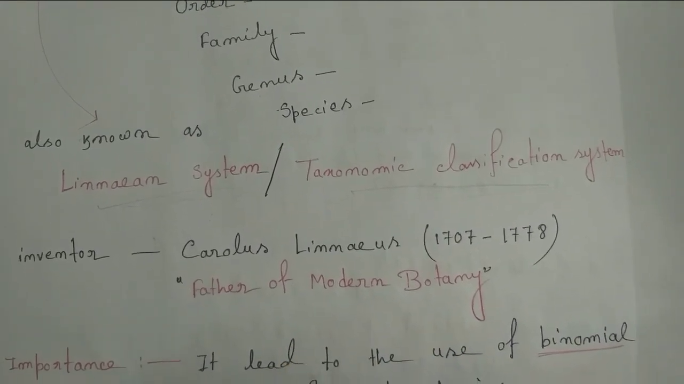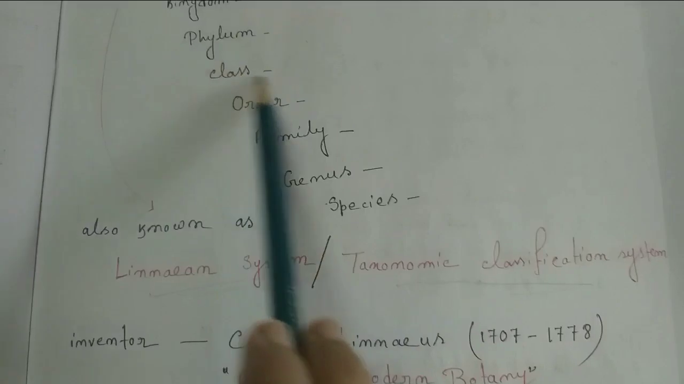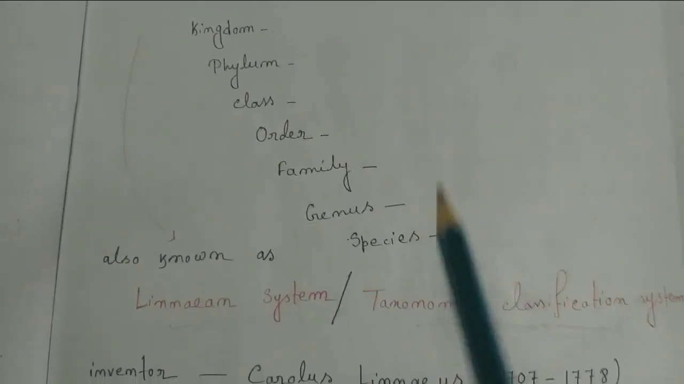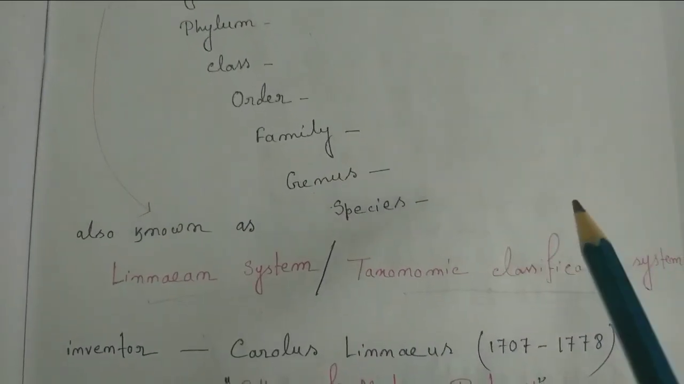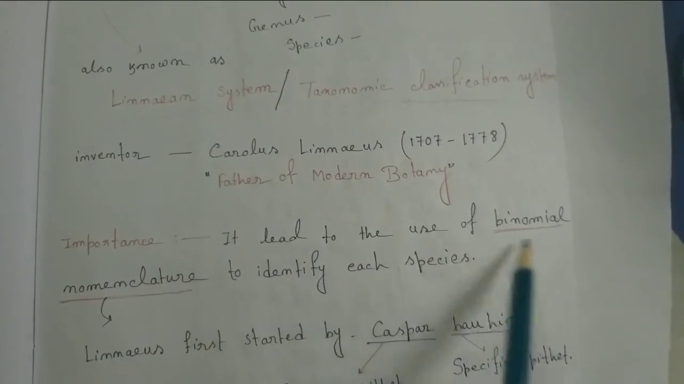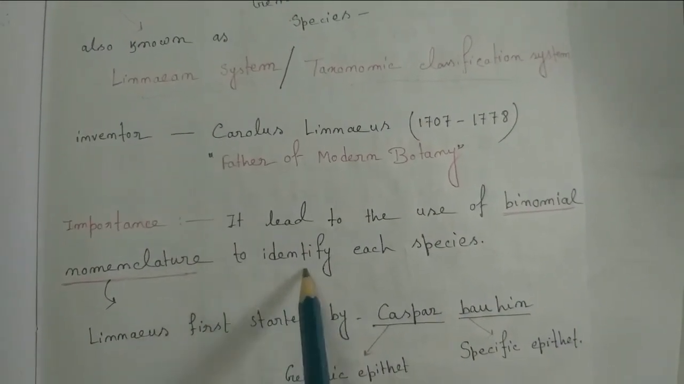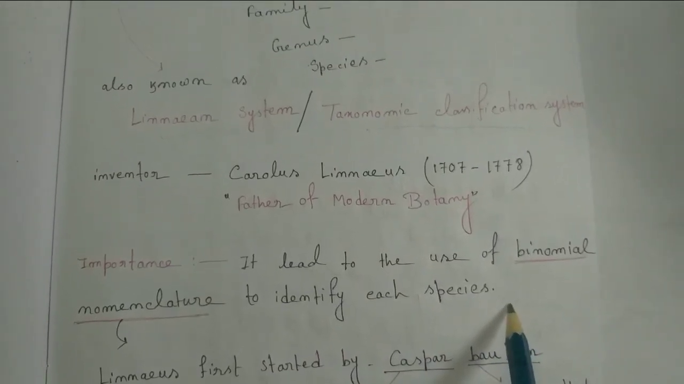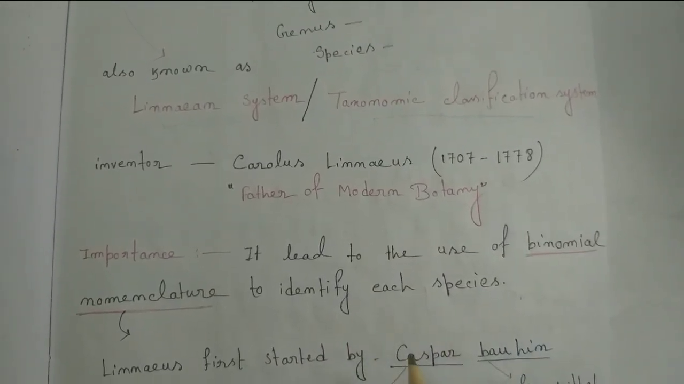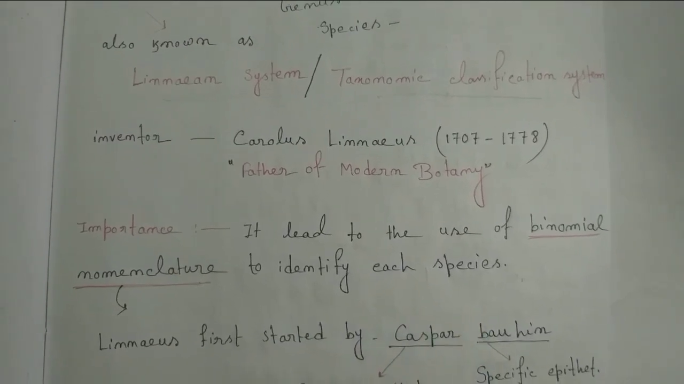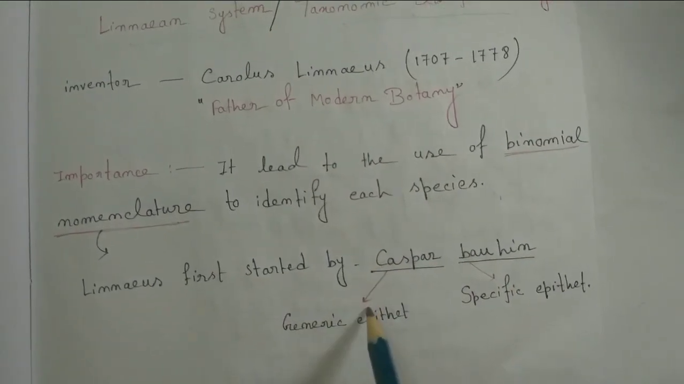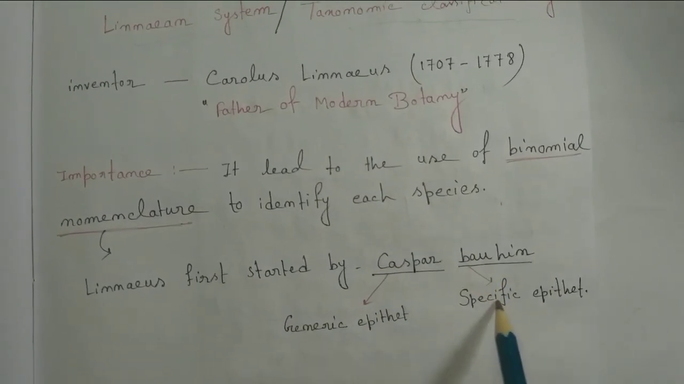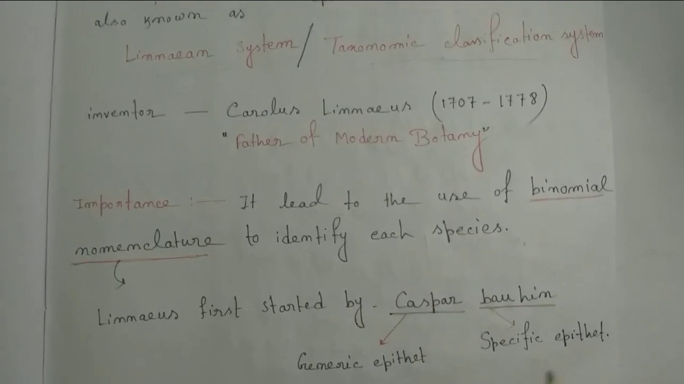And this Linnean system is very important, because it led to the use of binomial nomenclature to identify each species. Linnaeus first started binomial nomenclature by using the name Caspar Bauhin, where Caspar is the generic epithet and Bauhin is the specific epithet.